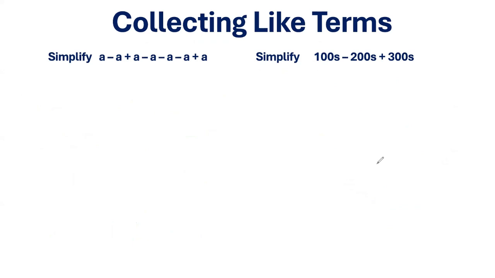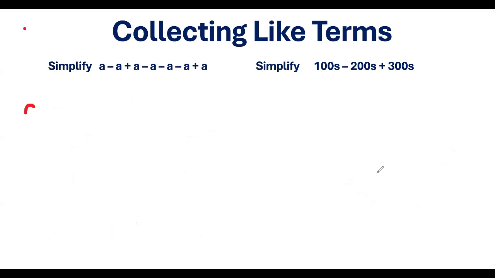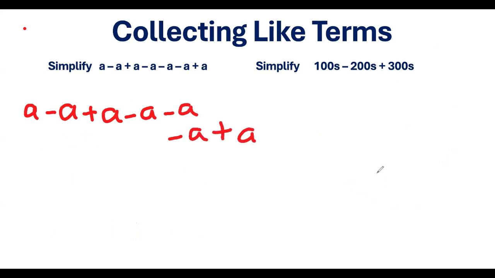Solve it. So many A's are there. They all are like: plus A, minus A, minus A, minus A, and plus A. Let's try to see how many A's can be cancelled.